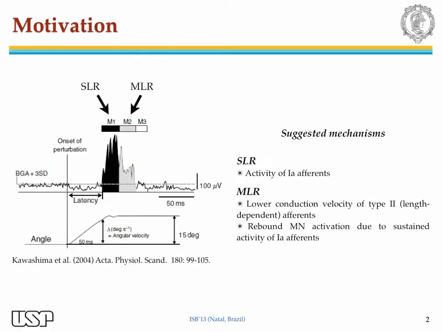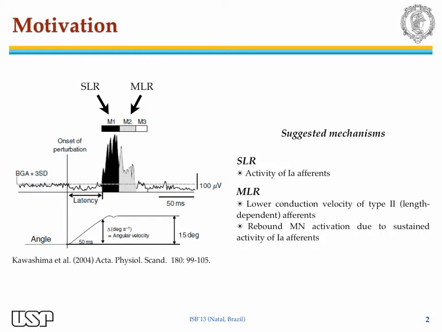In this figure, you can see a typical recording of the soleus EMG, and you can see that after a sudden stretch of the triceps surae muscle evoked by a toes-up rotation, a first short latency reflex response is observed at approximately 50 milliseconds after the onset of the perturbation. The short latency reflex, or SLR, is followed by a medium latency reflex response, frequently referred to as MLR or M2. During certain motor behaviors, such as walking, a third long latency response is observed.